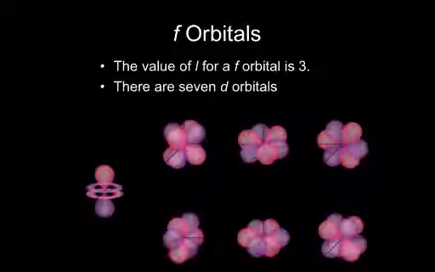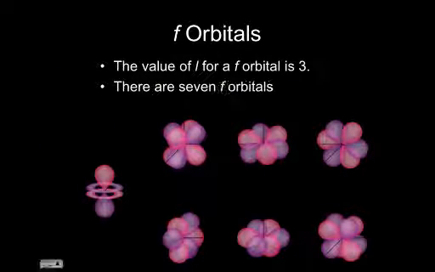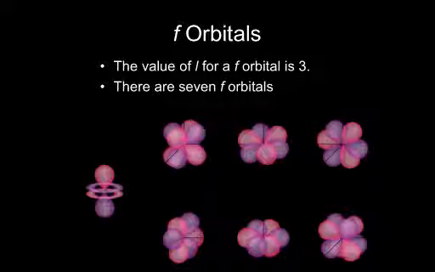And then our last one are the f orbitals. The value of l for an f orbital is 3, and there are 7 f orbitals. And again, these could all be notated by specific things to notate specific orientations. So then there are 7 orientations for the f orbital, and you notice these are a little more complex than the others.